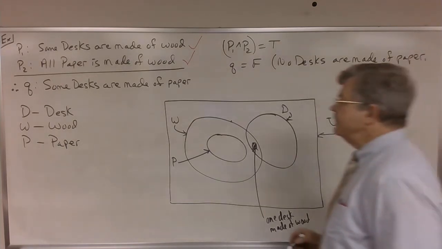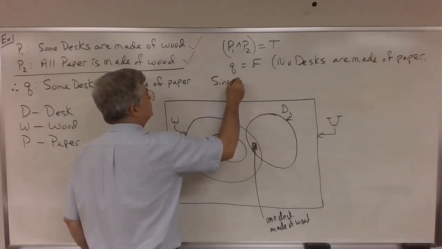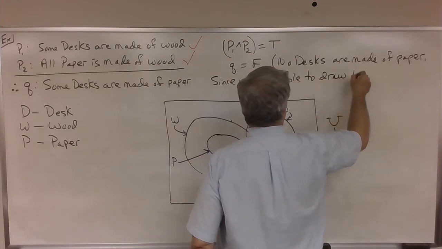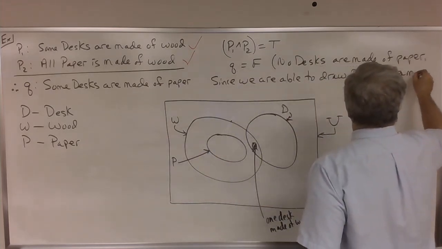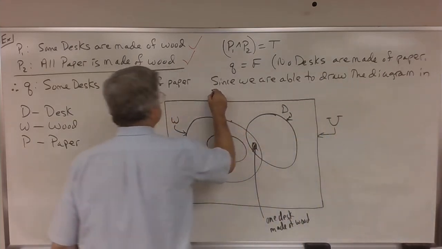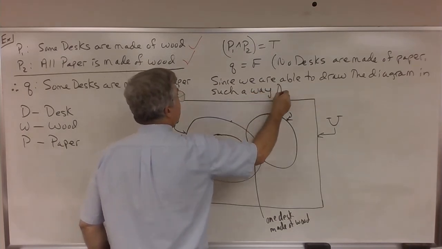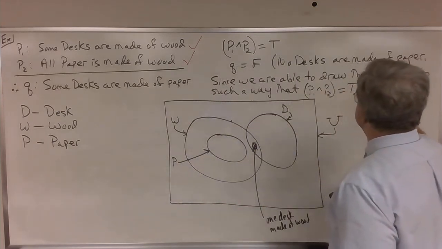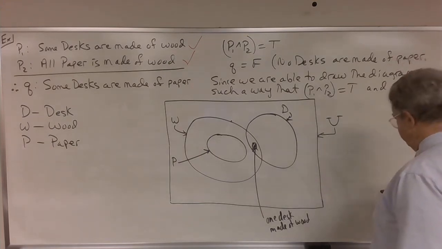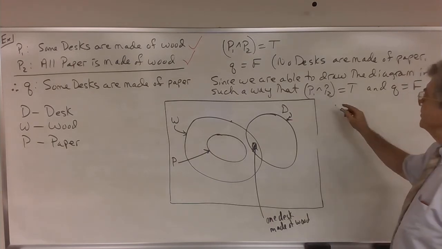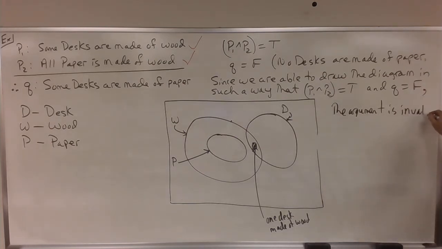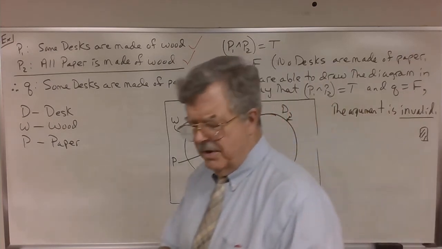So what does this tell us? Since we are able to draw the diagram in such a way that the conjunction of the premises is true and the conclusion is false, the argument is invalid. Let's do one or two more of these.